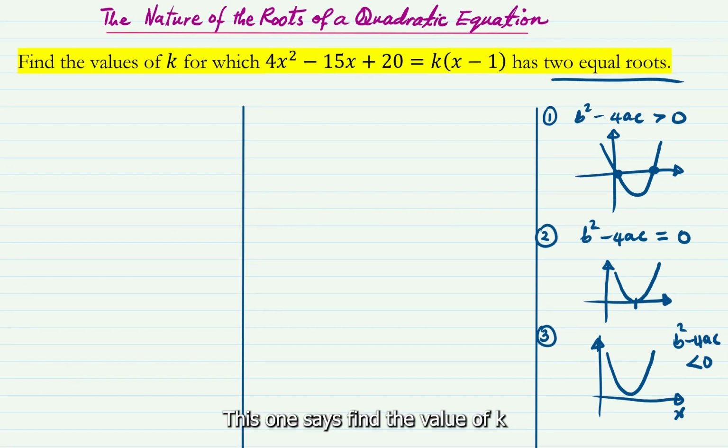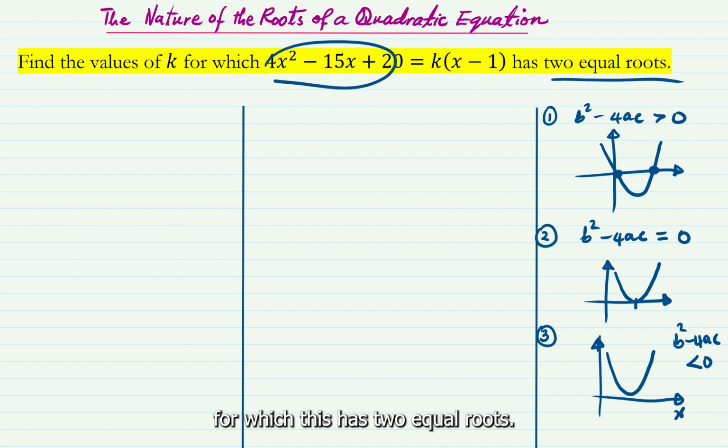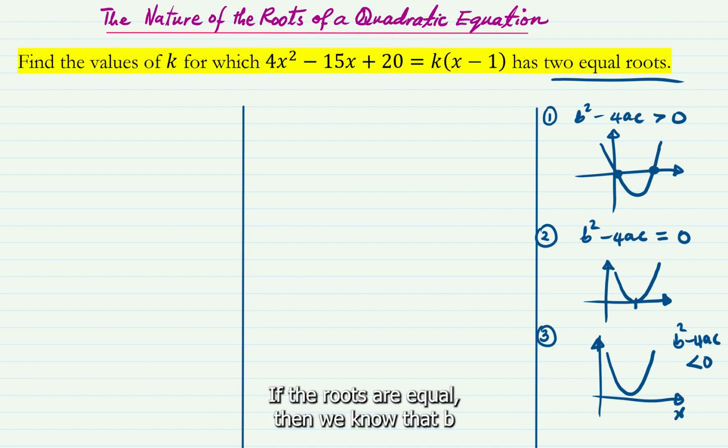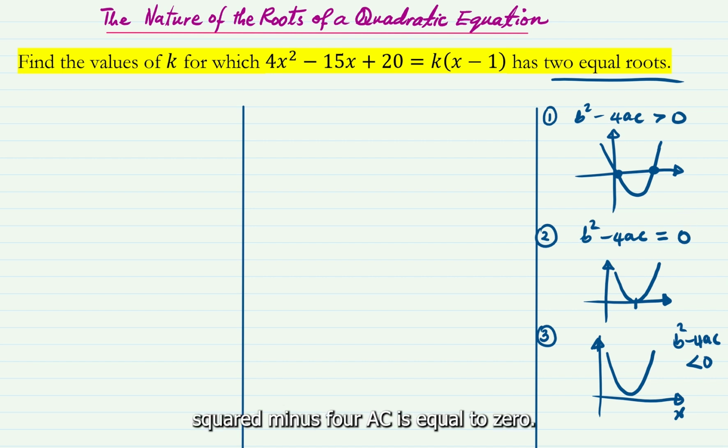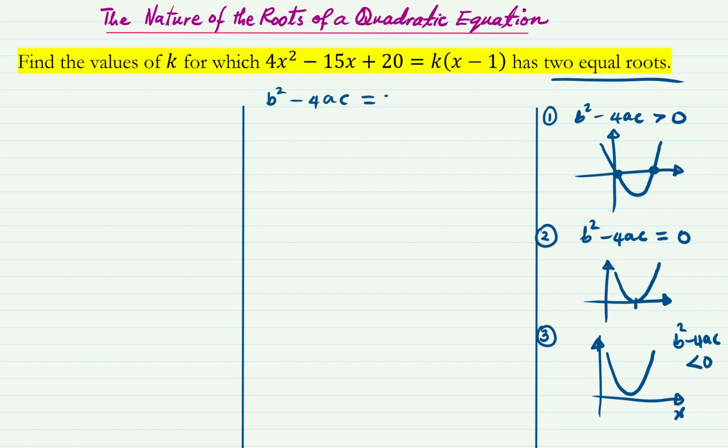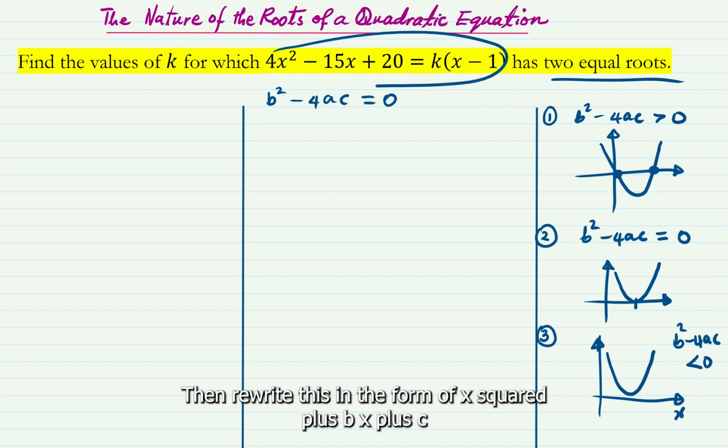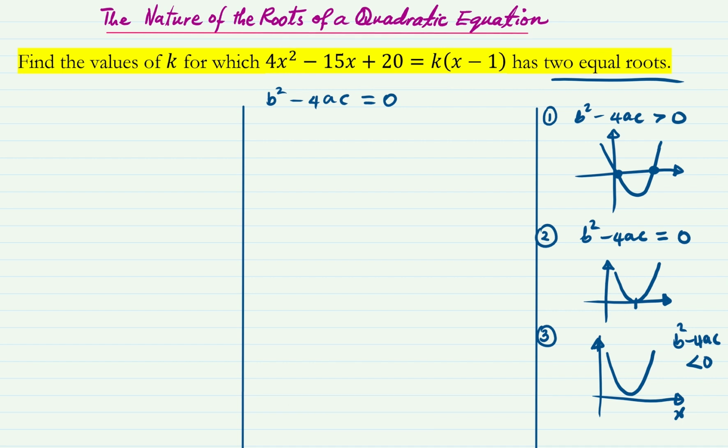This one says find the value of k for which this has two equal roots. If the roots are equal, then we know that b squared minus 4ac is equal to 0. So b squared minus 4ac equals 0. We only need then rewrite this in the form of ax squared plus bx plus c so that we can pick what our a, b, and c are.